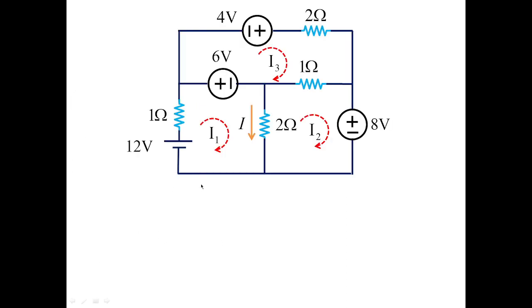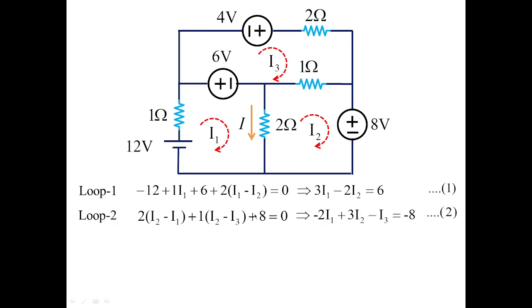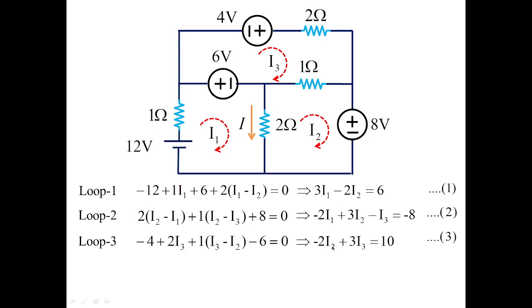Now let us cross check the answer using mesh analysis. What we got, we have to check with another approach also. So with mesh analysis, applying KVL to loop 1, we'll get 3i1 minus 2i2 is equal to 6. Next, loop 2, we are going to get minus 2i1 plus 3i2 minus i3 equal to minus 8. This is the second equation. And the third equation is minus 2i2 plus 3i3 is equal to 10. So with these three equations, we can identify the values of I1 to be 1.5 amperes, I2 to be minus 0.66 amperes, I3 to be 2.88 amperes.